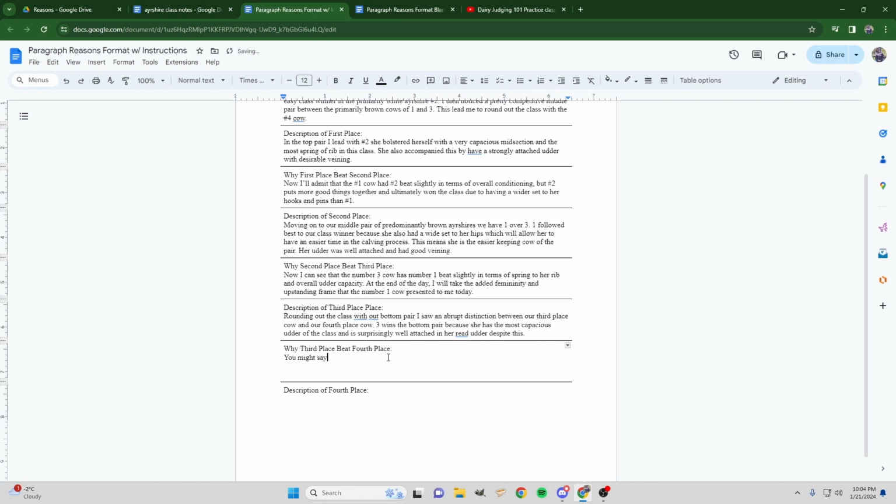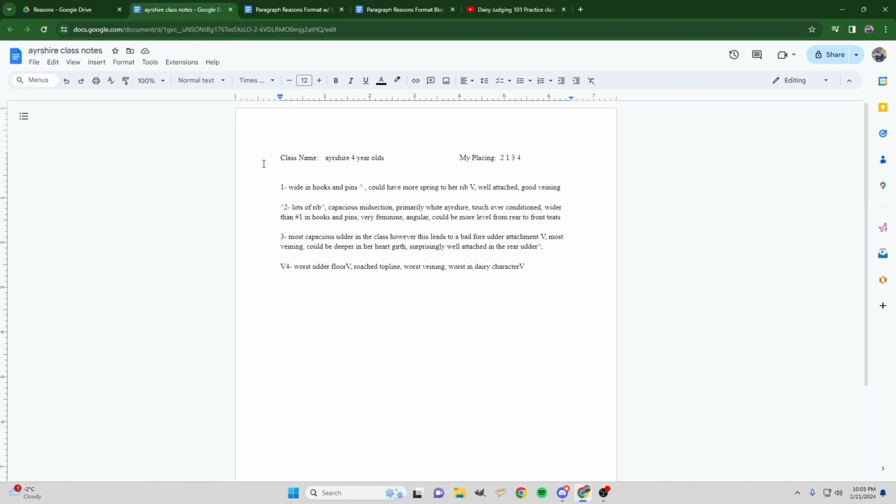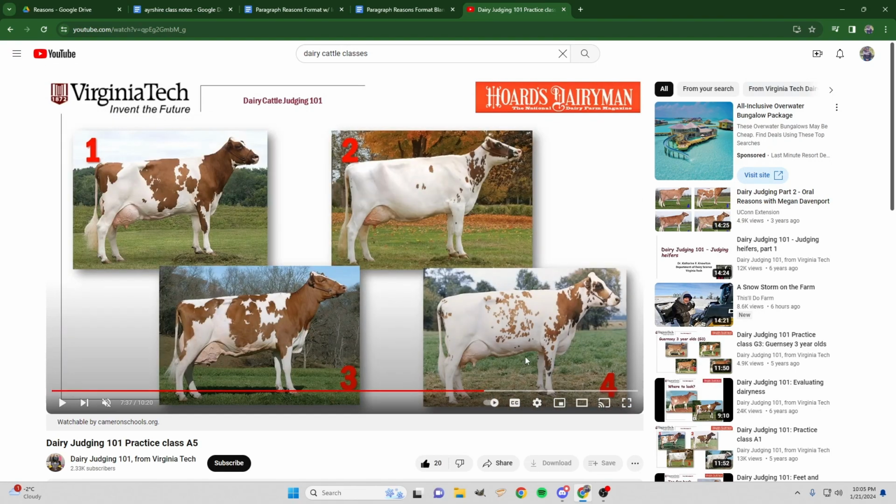You might say that, who was last? Number 4. That number 4 has number 3 beat. And this is where it can be hard to find a good thing that our last place cow has. But every cow has good, every cow has bad. So let's find the good here. What can we make of this cow? Between 1 and 3, that 4 udder attachment. There you go.